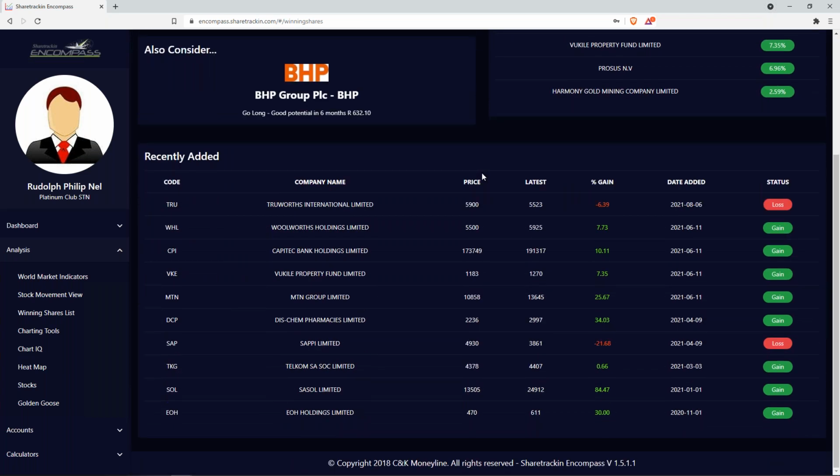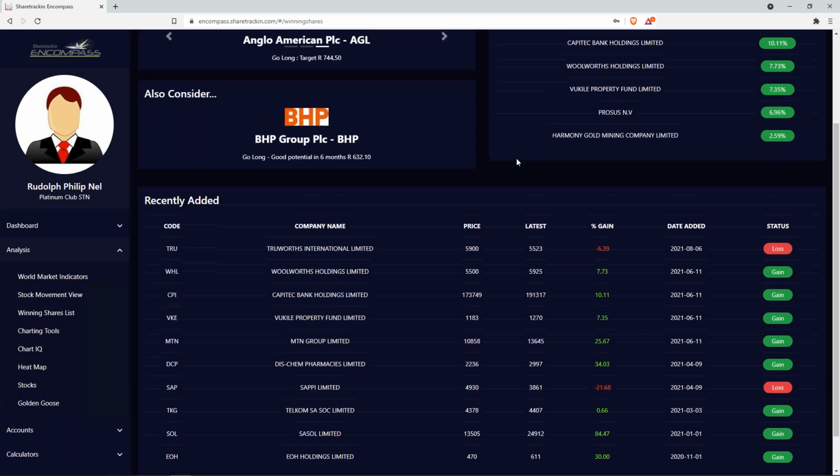Then below that are the recently added shares on the winning shares list. So you'll see that the last one was added on the 6th of the 8th. So that was Truworths with a price of 59 Rand, latest price of 55.23. So it did go down a bit, by 6.39%. Then you've got Woolworths, which has a movement of 7.73, Capitec 10.11%, Bukele Property 7.53, and so on. So this is a list that she keeps up to date. Okay.